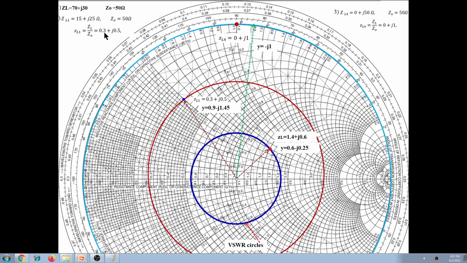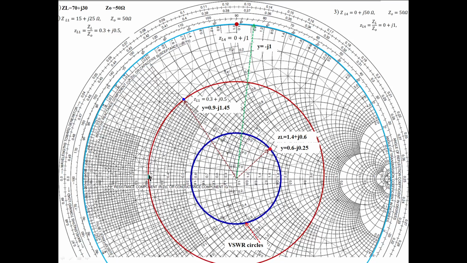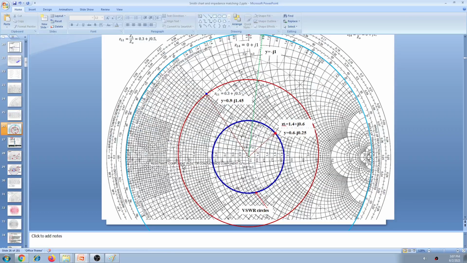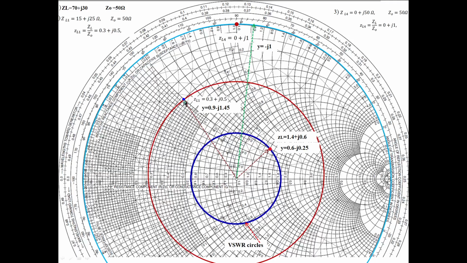So R is equal to 0.3. You see the circle here. Where is the 0.3? This is 0.1, this is 0.2, this is 0.3 here. Sorry, I made a mistake. 0.3 is okay, the point is correct. This point is 0.3, the R equal to 0.3 circle. And what is that 0.5 X? This is 0.5, written here. They are intersecting at this position. So you mark it over the Smith chart.